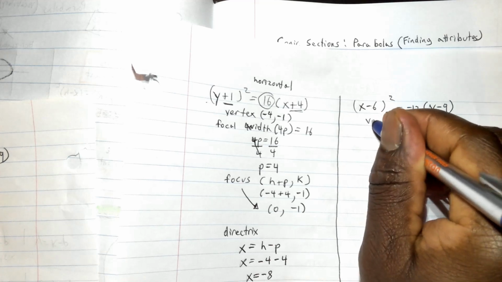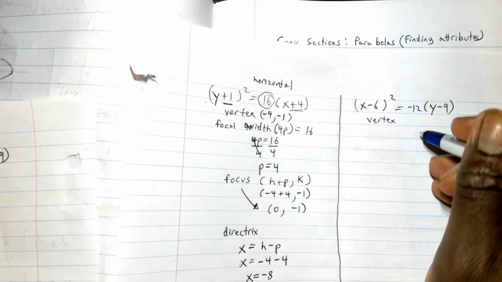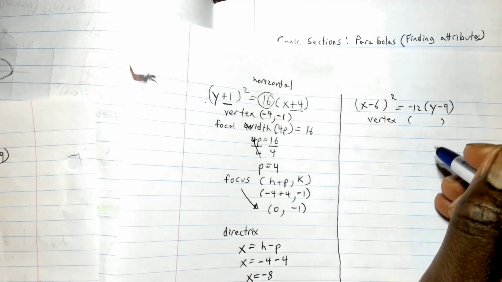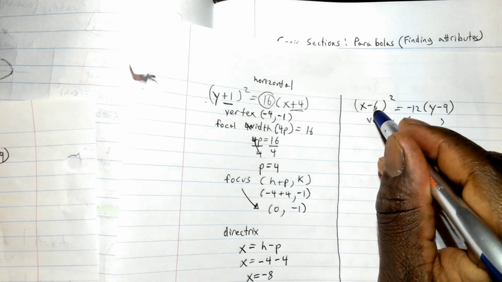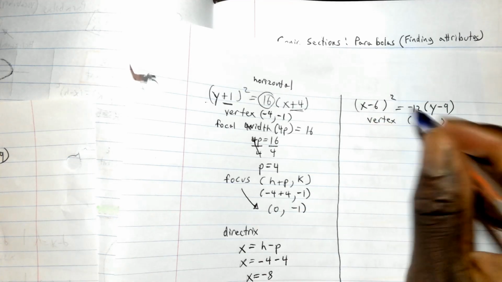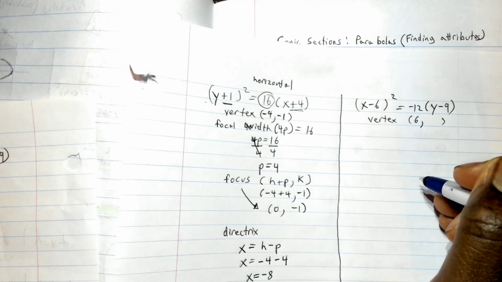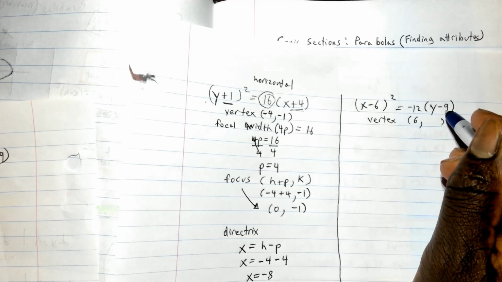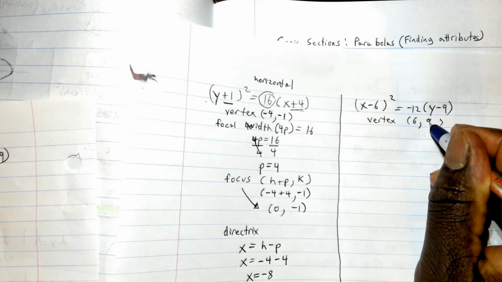Okay, so the vertex, we know we're going to get from looking at the x and the y parts. So the x part here gives us a 6. So we're going to put a +6 here. The y part gives us a 9. So we're going to put a +9 here.